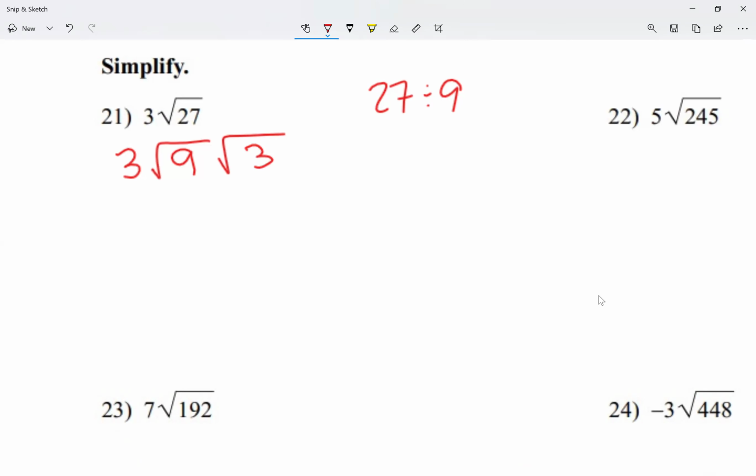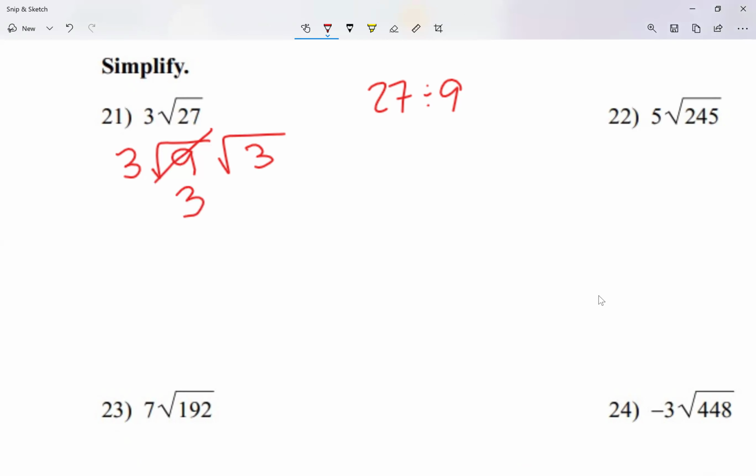So then I come over and say, oh yeah, I could have thought 9 times 3. Now, the square root of 9, right? Radical 9 becomes a perfect square. The square root of 9 is 3. So I'm going to cancel that, and I'm going to say this becomes 3.